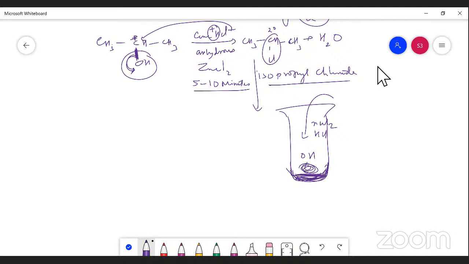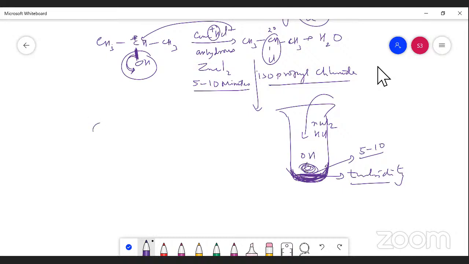Turbidity is nothing but a change that occurs in the reaction. Turbidity changes and forms after 5 to 10 minutes. We should understand that the reaction is taking place inside.